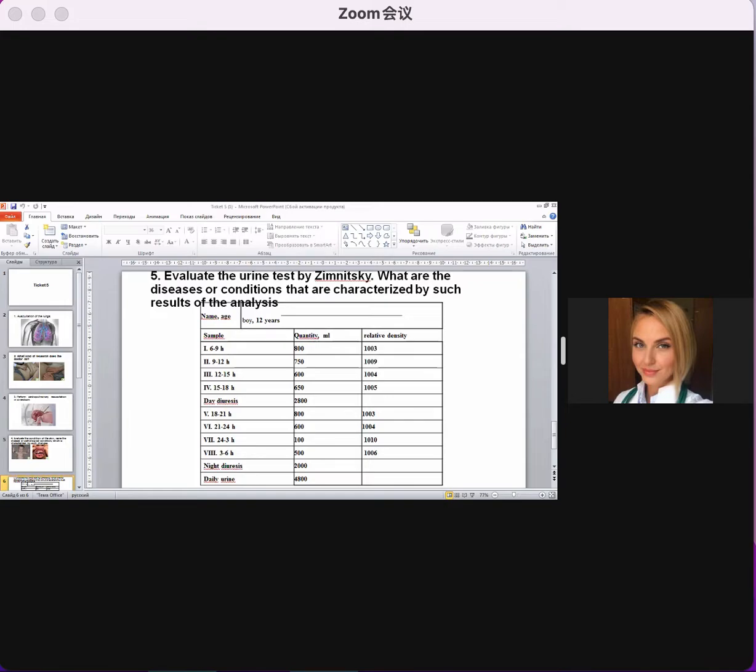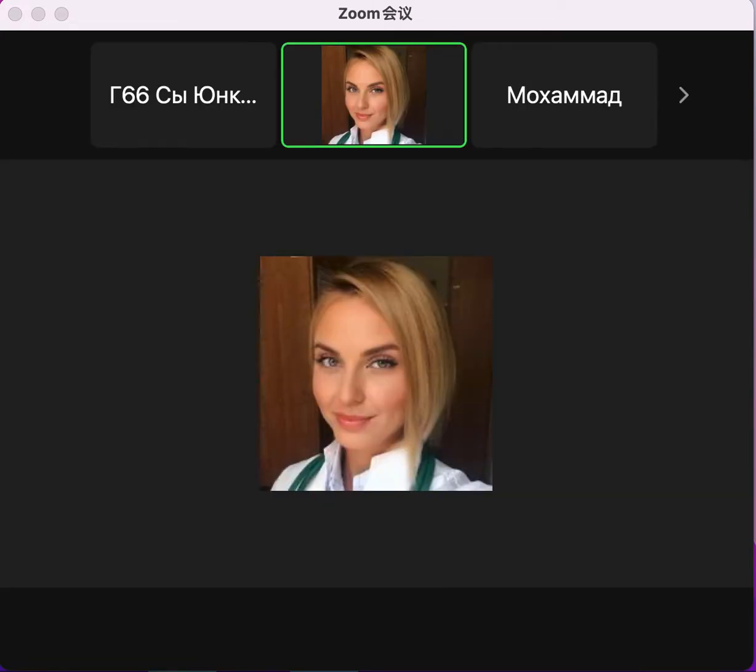But look, one more time, at the day diuresis. In what disease can we see these changes? Diabetes mellitus. Yes, diabetes mellitus. And also diabetes insipidus, yes? Diabetes mellitus and insipidus. Okay, very good. Next.